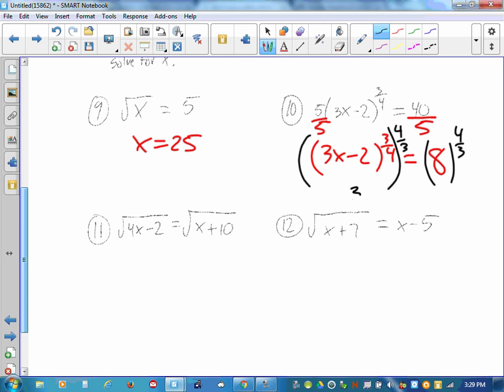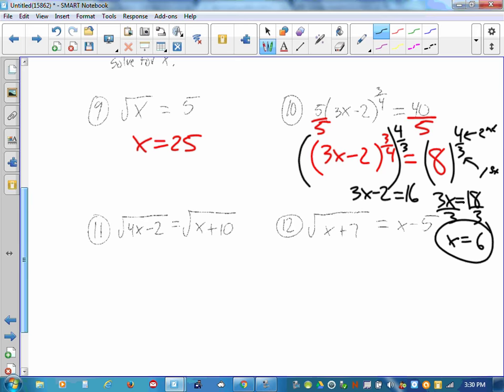So I'm left with 3x minus 2 is equal to, the 3 here means cube root. Cube root of 8 is 2. 2 to the 4th power, do this second. So first and then second. So that would be 16. Now I go back to solving regular algebra problems. So add 2 to get 18. So 3x is equal to 18. Kind of poor planning on my part here, running out of space. And x equals 6.